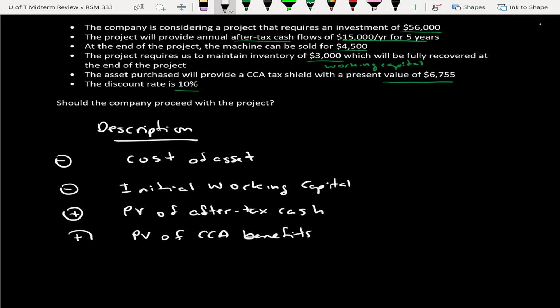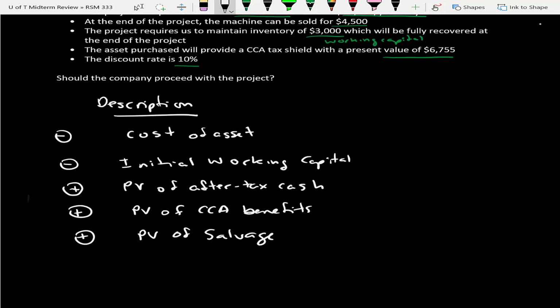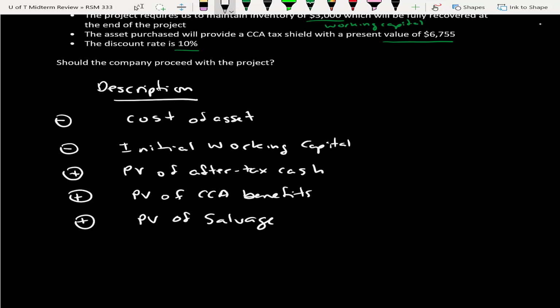So they will be a positive. And then the present value of the salvage, because we're going to sell the machine at the end, will be a positive. And then the last thing is, at the end, we're going to recover the working capital. Okay, so the inventory that we bought at the beginning. So recovery. And that will also be a positive as well.